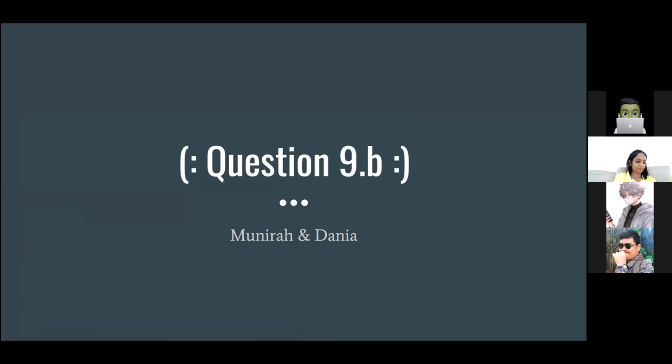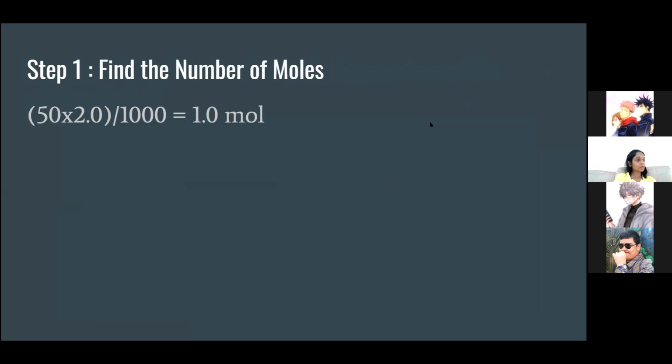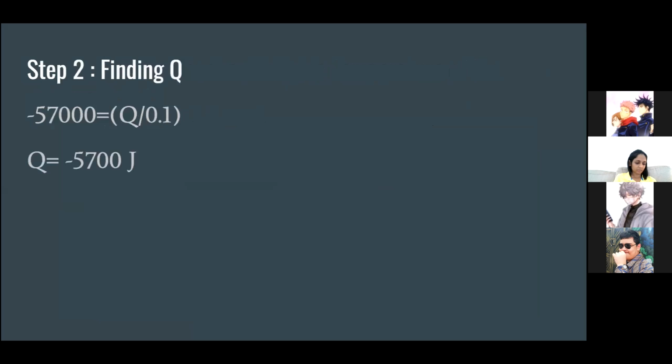All right, go ahead. So the question is to calculate the change in temperature in the mixture of set 1. Next slide, please. The first step is to find the number of moles. The formula is MV over 1000, so that's 50 times 2 divided by 1000. You get 1.0 mole. Is it 1.0 mole? Oh, sorry, 0.1 mole.